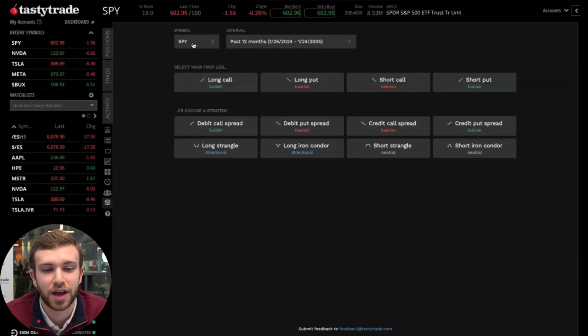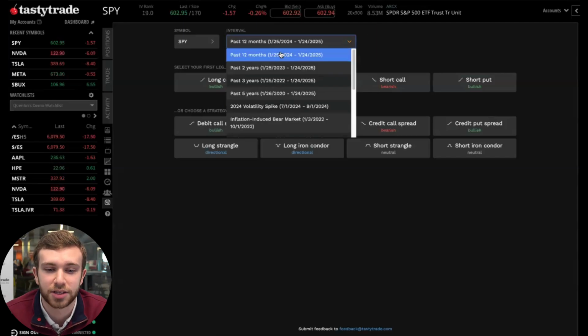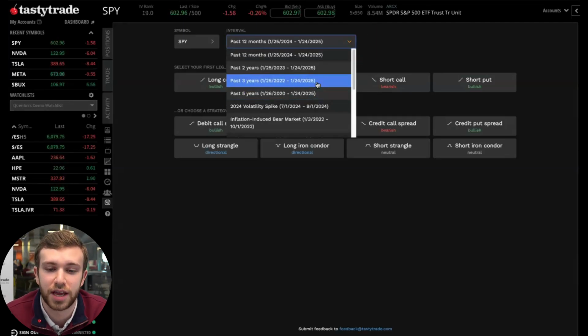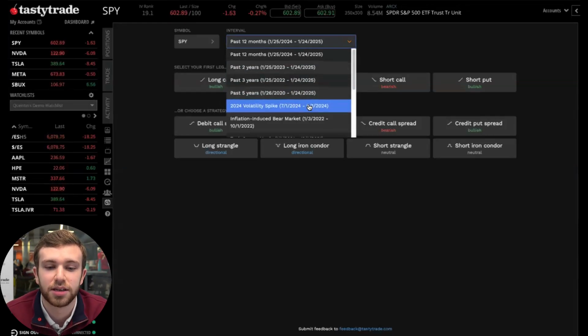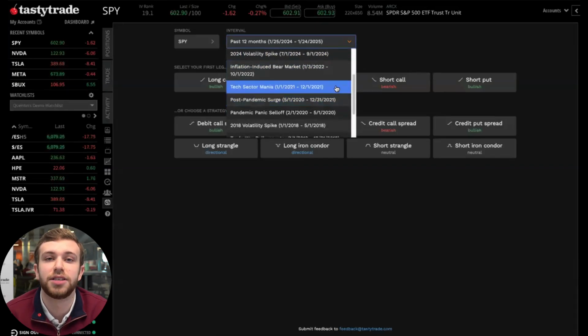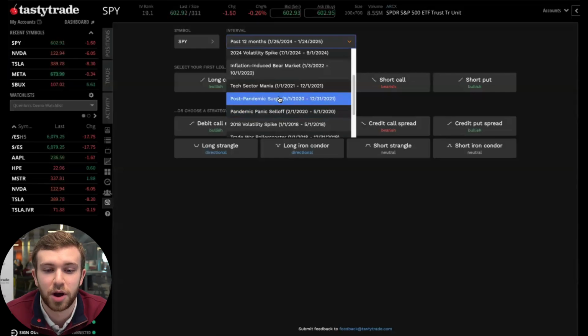And so here we've got the symbols and then the time intervals. We have a few different preset time intervals for just like the past 12 months all the way to the past 5 years. In this, we have 13 years of data. And then we have things like the 2024 volatility spike, different market periods that we've chosen. If you want to just automatically select those to stress test or see how your strategy would do in those different market conditions. And so we have things like the post-pandemic surge as well as the pandemic sell-off.